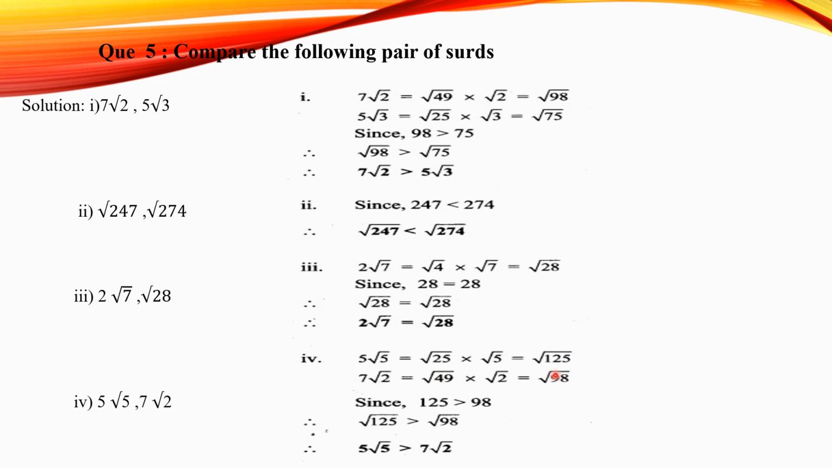Now both the numbers are of the same order. We see that the number inside, 125, is greater than 98. So square root of 125 is greater than square root of 98. Therefore, 5 root 5 is greater than 7 root 2.